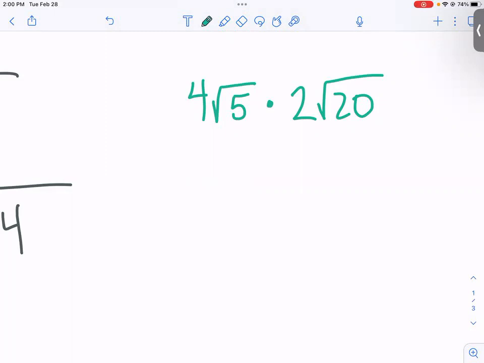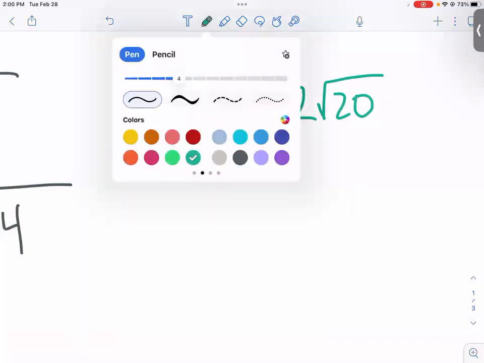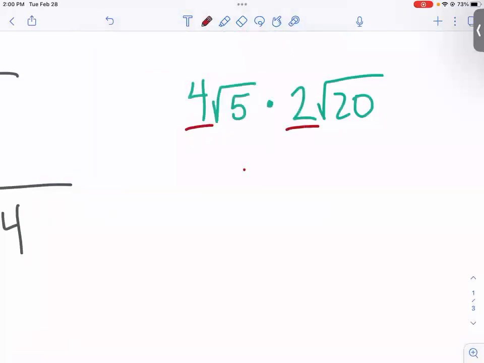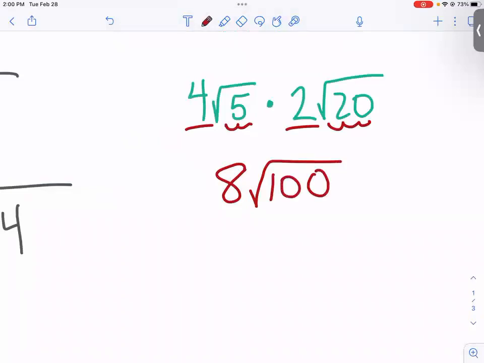Bryce, what'd you get? We can take 4 times 2 to get 8. 5 times 20 is 100. What's the square root of 100?